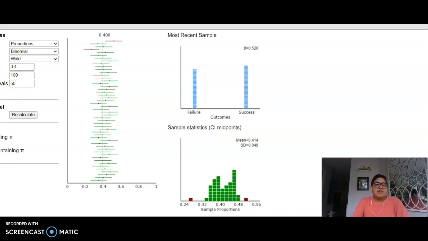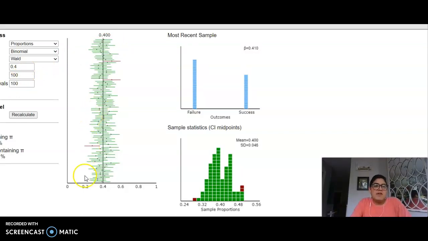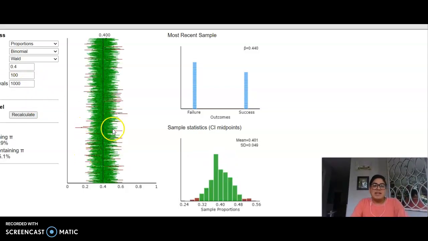So let me do 50 instead. Okay, so now we can see 48 of my intervals captured the truth, but 2 did not. Okay, let me try 100. Now we're starting to see, as I'm taking more and more intervals, while I'm getting more successes of intervals capturing the truth, I'm also getting more intervals that are not capturing the truth. So let's say I did 1,000. Now you're going to see some reds that are completely far off, and it's telling me here that the intervals that contain the truth are about 95% of those intervals, which means about 5% of them, these red intervals here, are not capturing the truth.